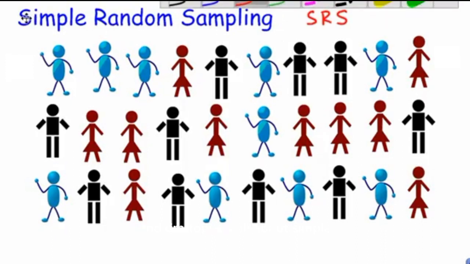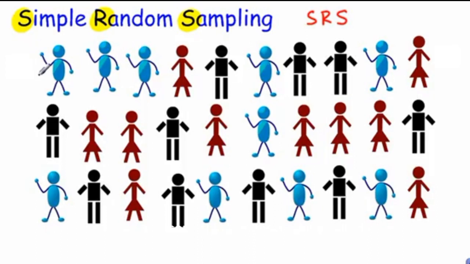So, what is simple random sampling method? It is a method of selecting a sample from a population in a way that each individual or element has an equal chance of being chosen. This is typically done through randomization, such as using random number generators or random selection methods, ensuring that each member of the population has an unbiased opportunity to be included in the sample.